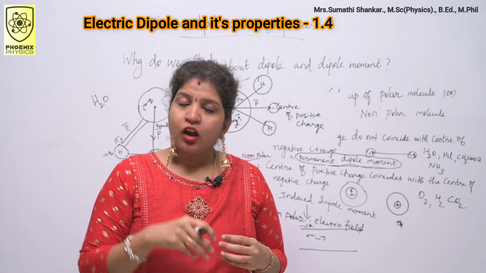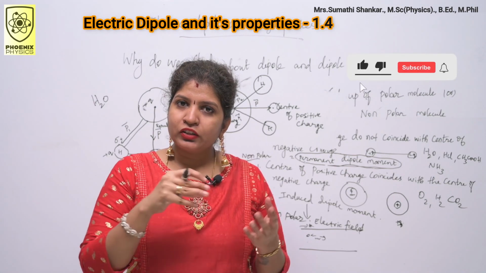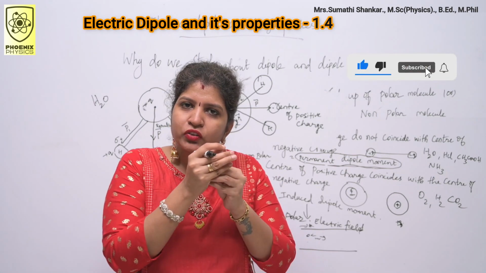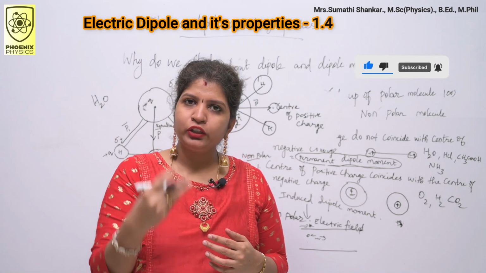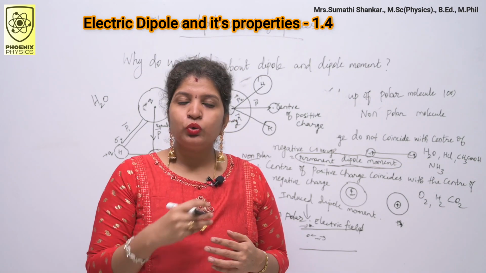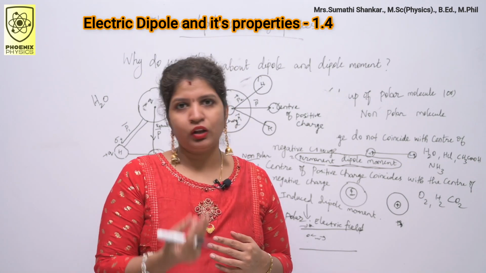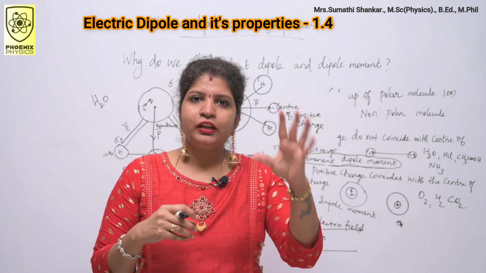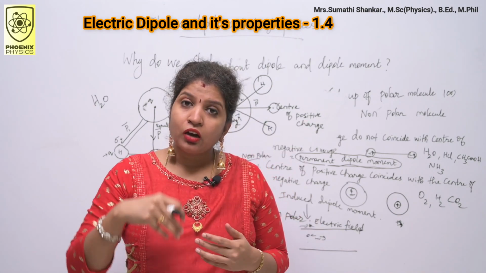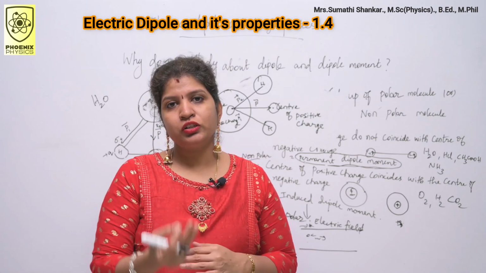But if it is a non-polar molecule, the center of positive charge coincides with the center of negative charge. Examples for this are O2, N2, H2, then CO2. These are all examples of non-polar molecules. Then a polar molecule has a permanent dipole moment, but a non-polar molecule has an induced dipole moment.